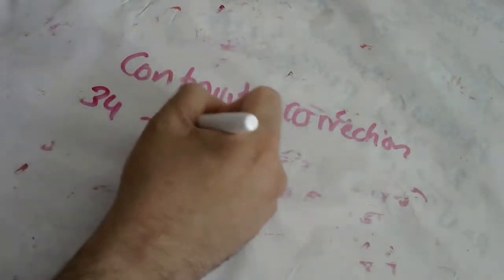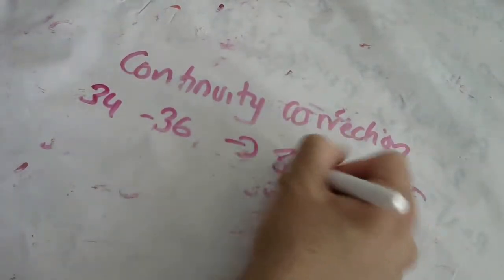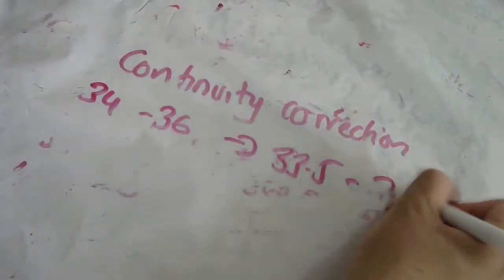At the moment, our present table is saying, sorry, my bad, not 300 anything. It's saying 34 to 36. 34 to 36 would now become 33.5 to 36.5. Yeah, I hope that makes sense to you. 33.5 to 36.5.